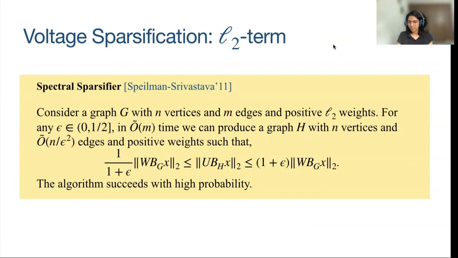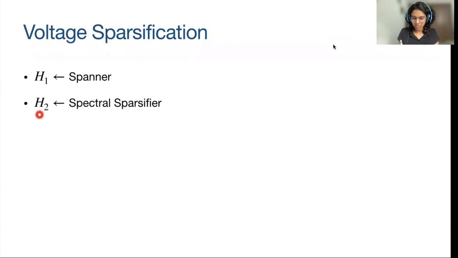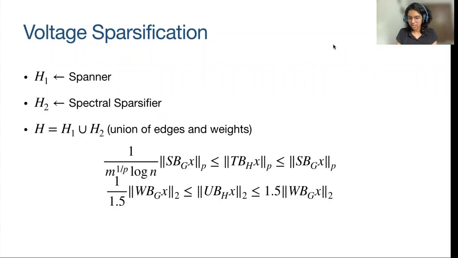So the way we construct our voltage sparsifier is we take H1 to be the spanner subgraph that we constructed by removing the zero edges and constructing a log n spanner. We construct another subgraph H2 using the spectral sparsification algorithm. And we take the union of edges on these two subgraphs. And you can actually show by a union bound that both the LP cost and the L2 cost are preserved.